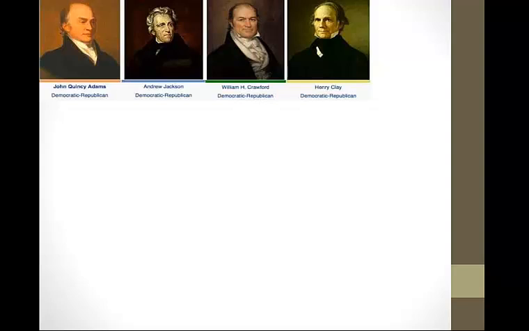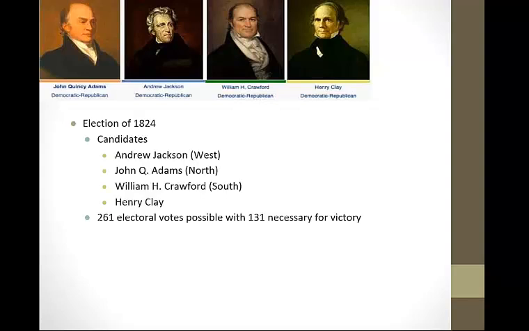So Henry Clay was the 4th candidate, and he thought of himself as this national candidate representing the interests of all 3 sections of the country with his American System. Again, the bank, a protective tariff, and the need for developing infrastructure, all to be laid out by the federal government to protect not just sectional interests, but national interests.